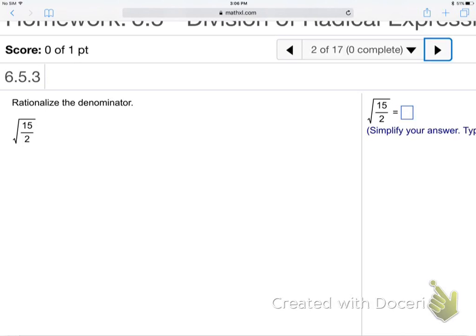Okay, try that one. Rationalize that denominator.